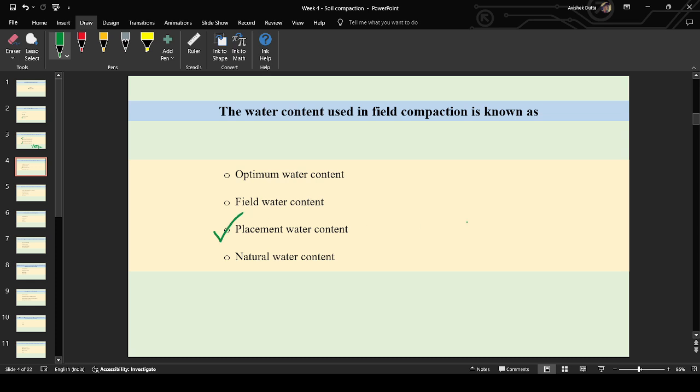And there are many other scenarios involved. If you go through any standard soil mechanics books, you can see the other factors with respect to this placement water content. So yes, option C, placement water content, is the right option. Good. Next question.